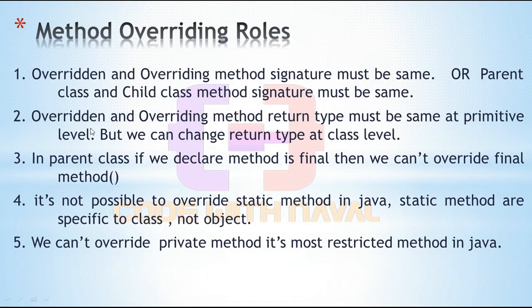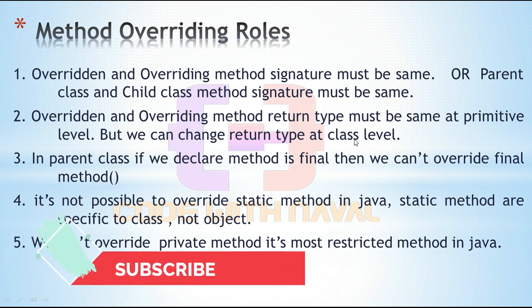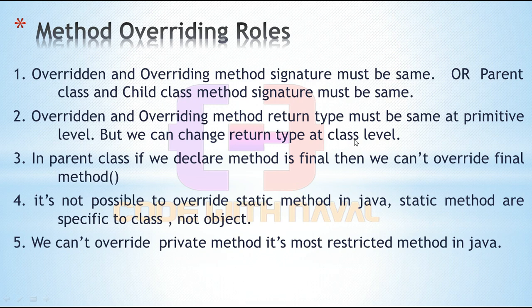Then the second rule: overridden and overriding method return type must be the same at the primitive level, but we can change the return type at the class level. If you saw the data type video in this series, then you already know what a primitive data type is. We have a total of 8 primitive data types in Java. If you use any primitive data type for a return value, it must be the same in the parent class as well as the child class method. But if we define the return type as a class, then we can change it at the class level. We will see in upcoming videos in detail how we can change it at the class level.